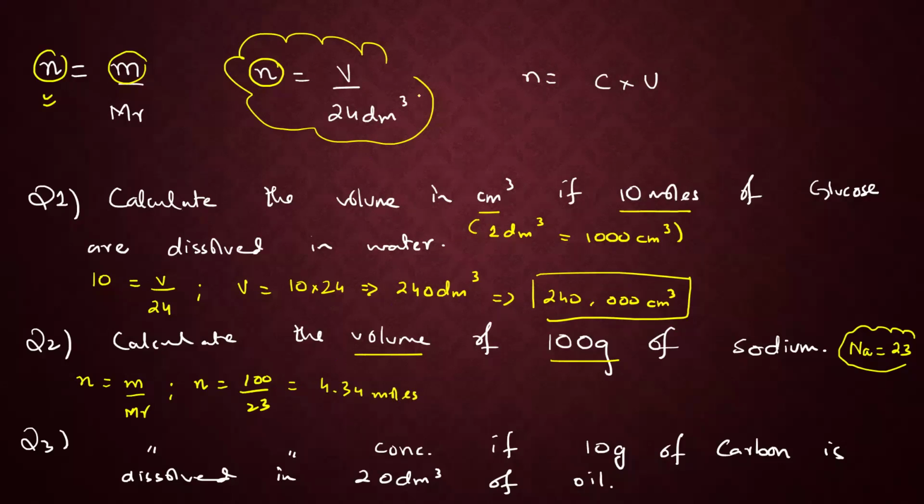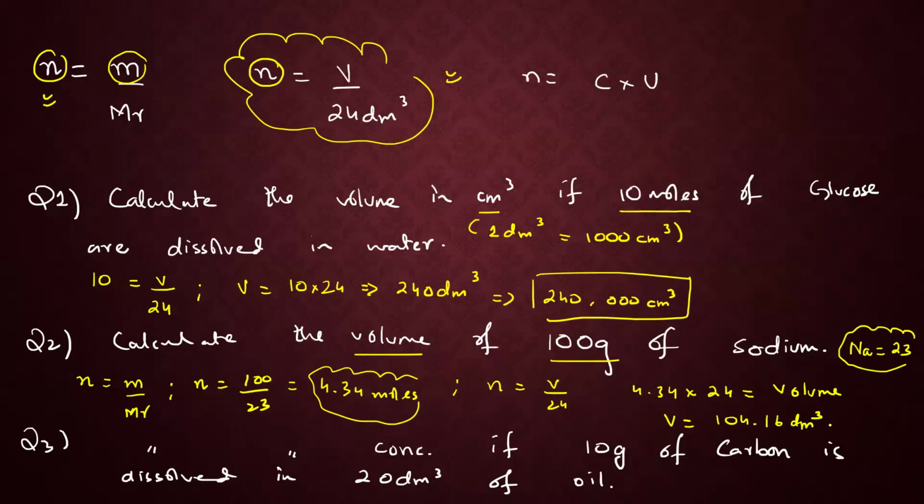Now, since I'm having moles, can I find out volume? Yeah, now I can use this number, right? So number of moles would be volume upon 24. So number of moles is now 4.34. Multiply it with 24 and you'll get volume, right? So what's your answer? 4.34 times 24. So volume comes out to be 104.16 liters. Do you guys get this? Is this understood?